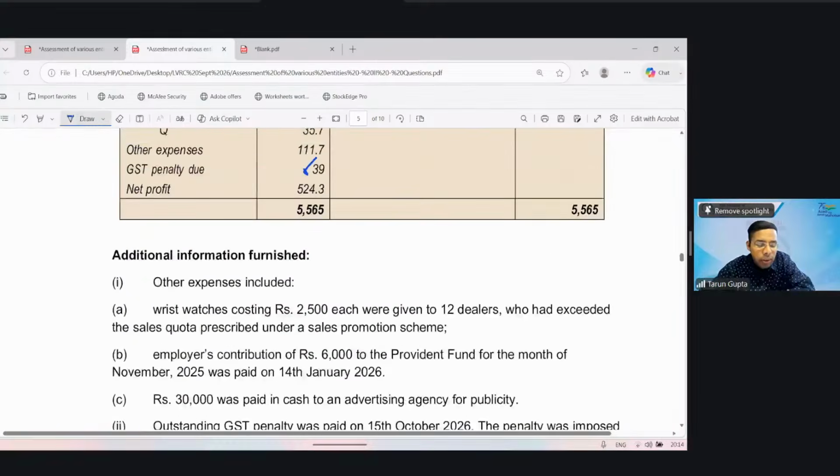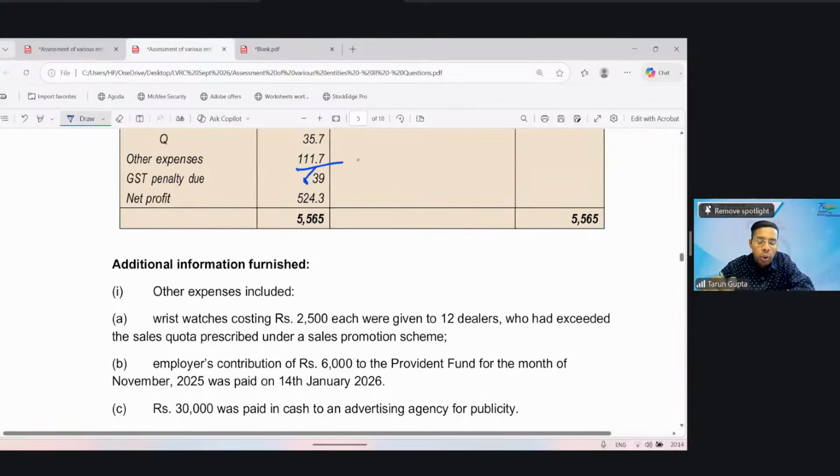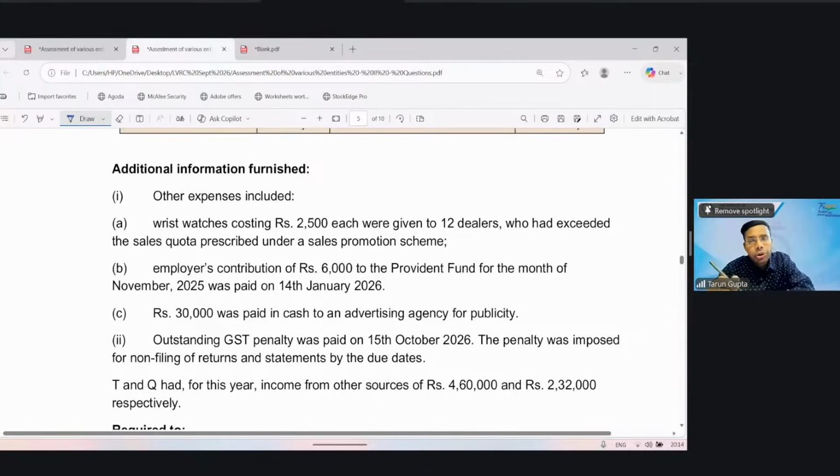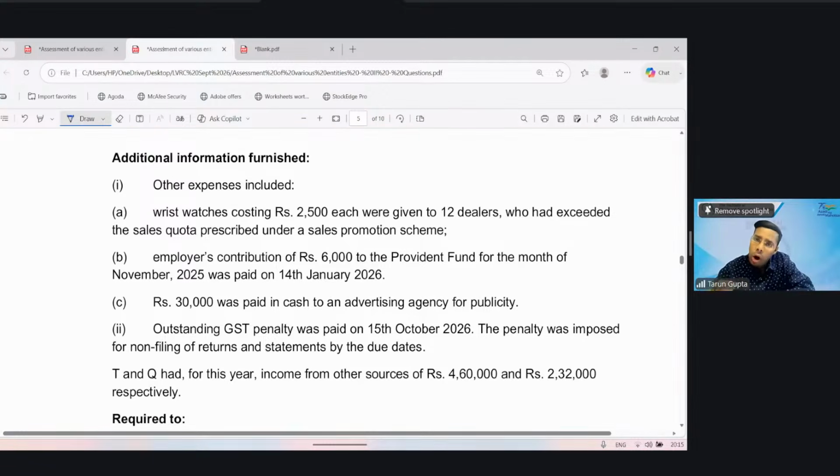The other expenses of 1,11,700 include wristwatches costing 2,500 each, given to 12 dealers who had exceeded the sales quota prescribed under the sales promotion scheme. So if the AOP has given wristwatches to its dealers, that's a business expenditure, nothing to be done. It's an allowable expenditure, already debited to the P&L account, no adjustment.